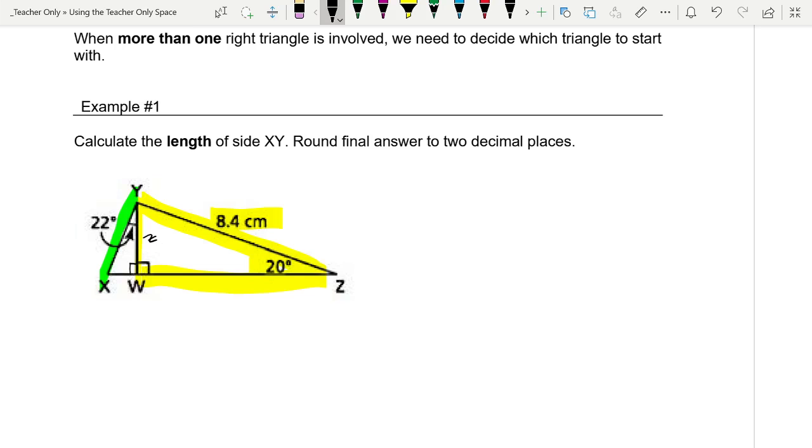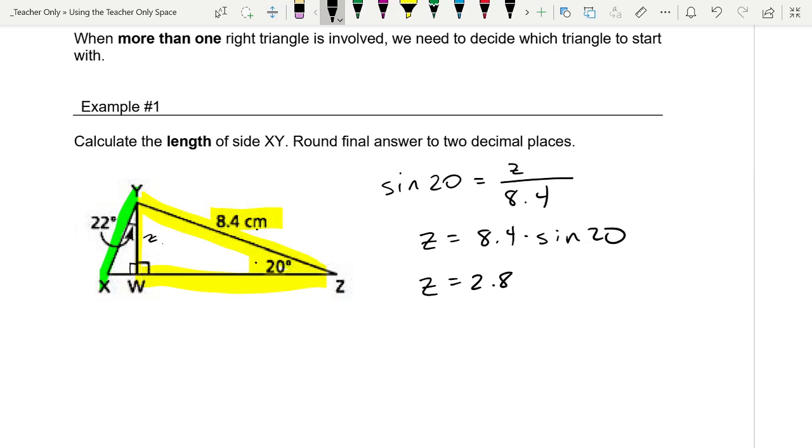And that's opposite to this angle. That's a hypotenuse. Sine is opposite over hypotenuse. So the sine of 20 is the opposite over the hypotenuse. Now I'm going to cross multiply. So z is equal to 8.4 times the sine of 20. Now I'm going to punch buttons. First, I'm going to make sure I'm in degrees. I am. 8.4 times the sine of 20, and I get 2.87.